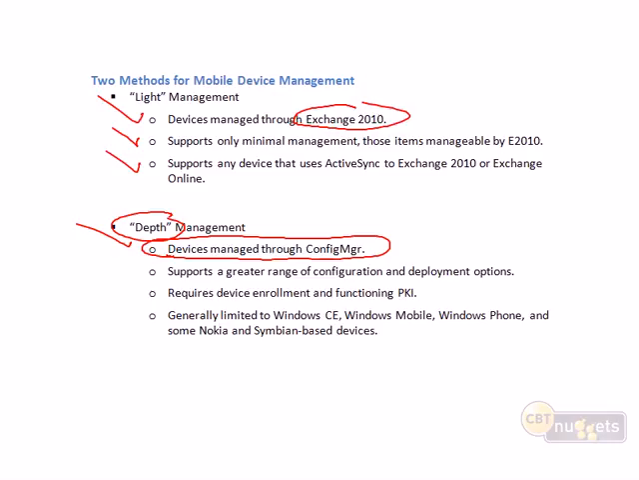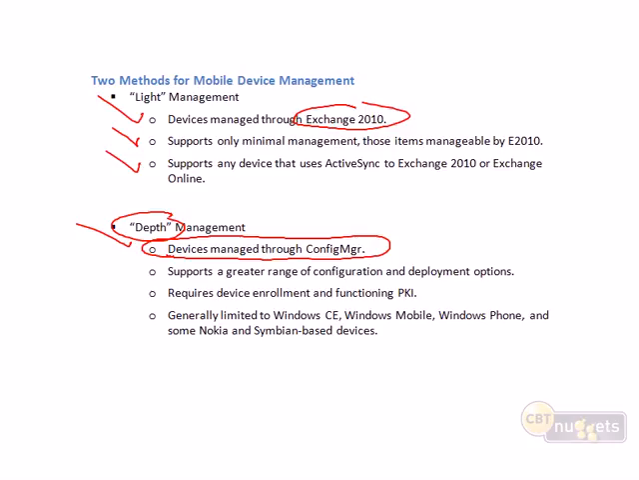first of all, why would you? Maybe you have some devices that are Windows Mobile and some devices that are just pure Android. And you want to manage the Windows devices with the depth management approach and everything else with the light management approach. Well, you can actually implement both of those at the same time. I'll show you where this setting is here in just a minute.